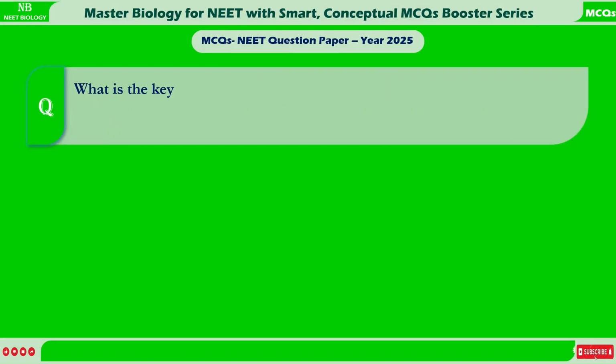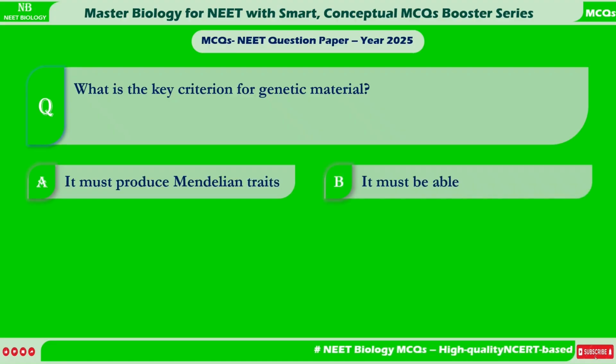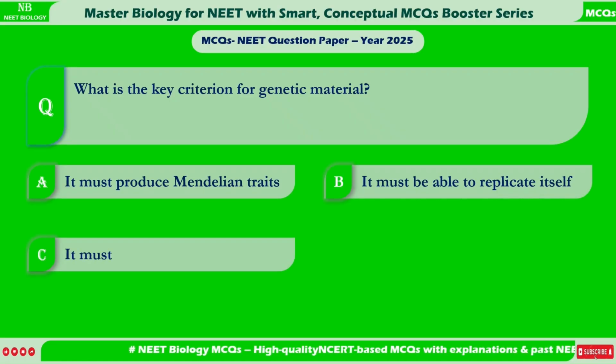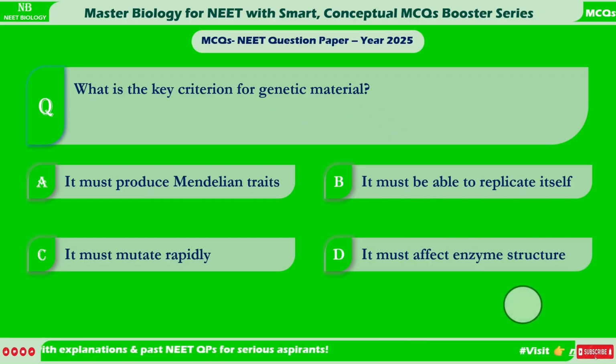What is the key criterion for genetic material? A. It must produce Mendelian traits. B. It must be able to replicate itself. C. It must mutate rapidly. D. It must affect enzyme structure.